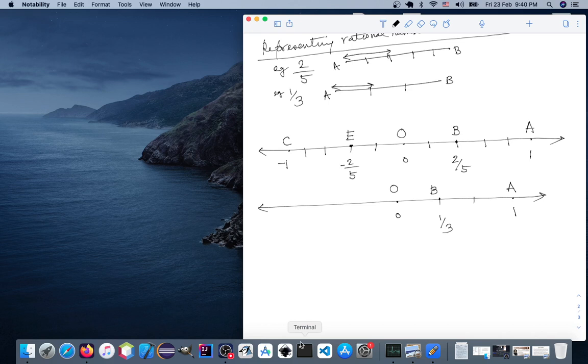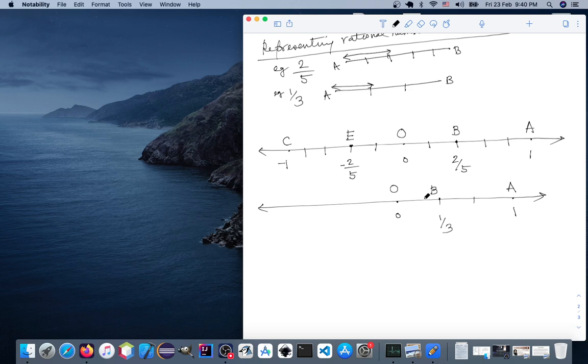So the minus 2 by 5 value, rational value, is actually the mirror reflection of the point B, and vice versa. The point B about the origin, about this point, origin O. So B is the reflection of E about O, and E is the reflection of B about O, meaning that they are negative of each other.